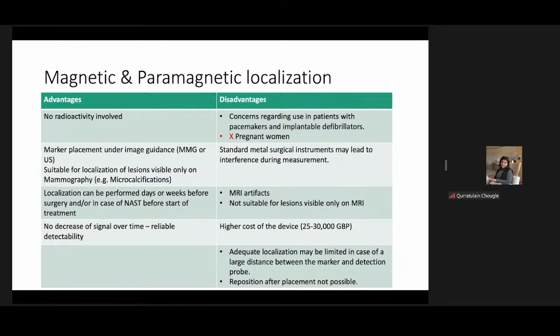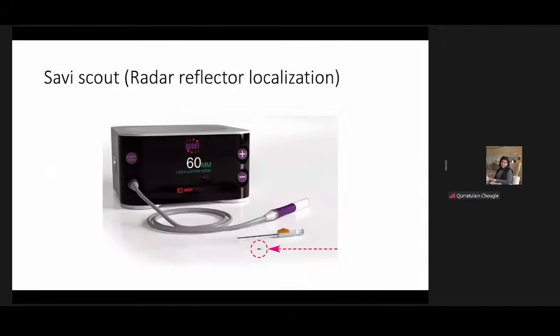And of course, about the high cost, the cost I've mentioned here is of the Sentimag machine and the Magseed, which I've checked with our UK suppliers, and they said for the Gen 2, it is about 25,000 GBP and about 30,000 for the Gen 3 machines. Adequate localization may be limited in case of a large distance between the marker and detection probe, and repositioning after placement is not possible. Also, just like how we use the wire for bracketing, it can be used for bracketing two separate lesions as well.